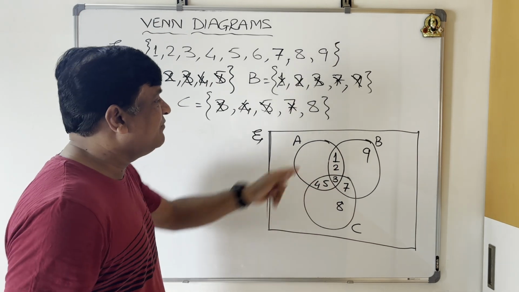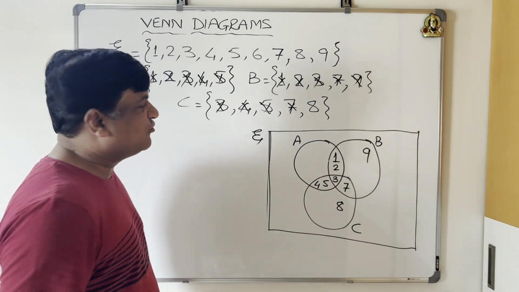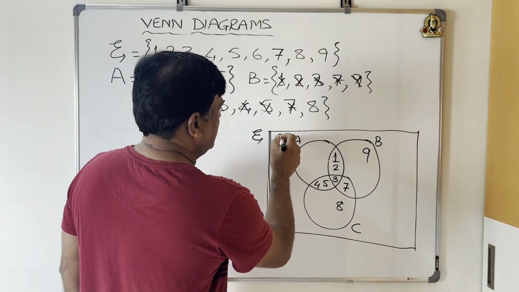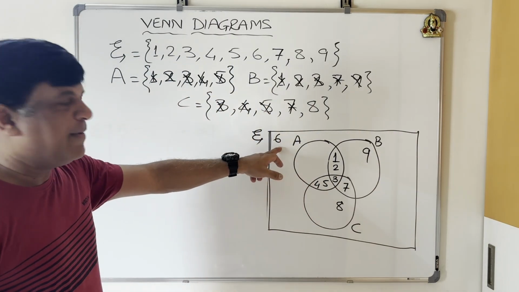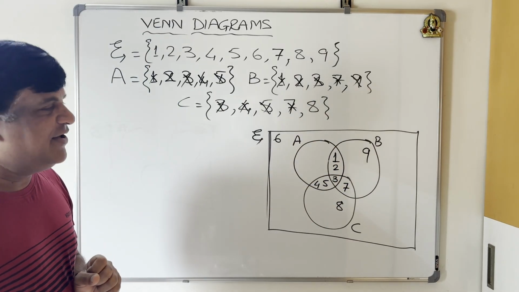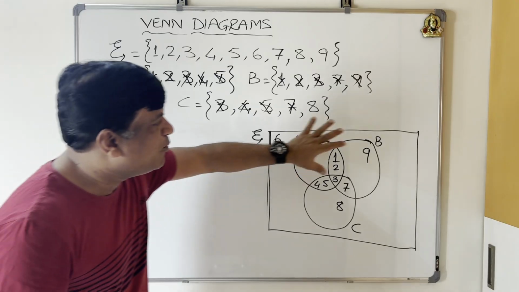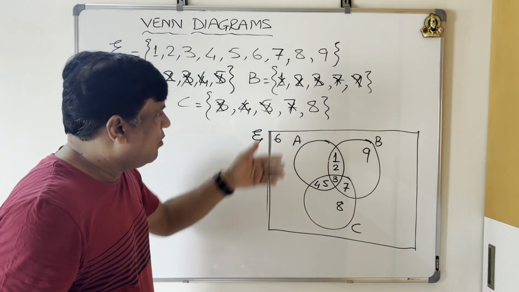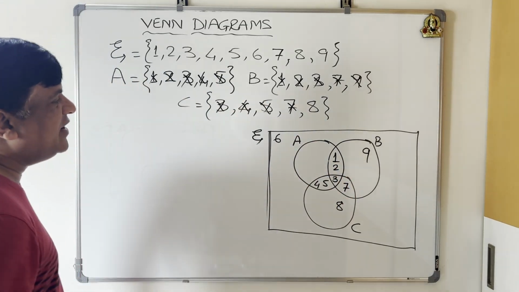There is 6 missing. Where does 6 go? 6 sits in the universe. Remember always. So all 9 numbers have been taken care of, right? This is how you plot a Venn diagram. Now let's go ahead and start.